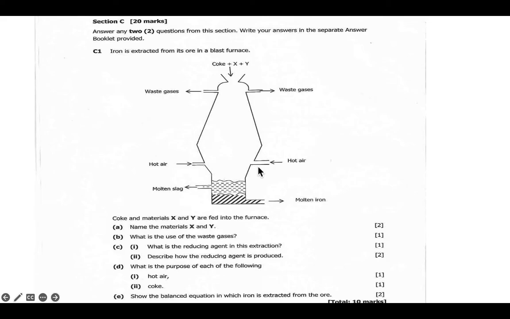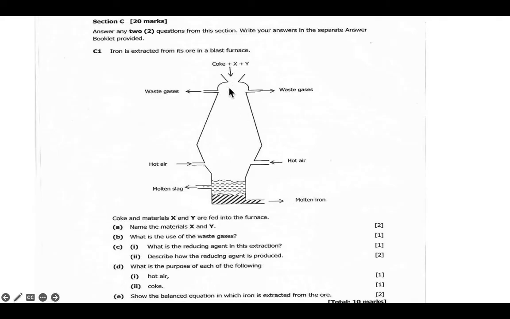Yes, okay, so we have the question from 2019 on purification of metals. So we have the extraction of iron. Iron is extracted from its ores in the blast furnace. This is an example of the blast furnace. You can see hot gases, there are waste gases there, hot air, and then we have molten slag, and then we have molten iron.